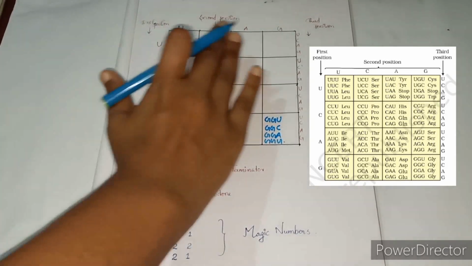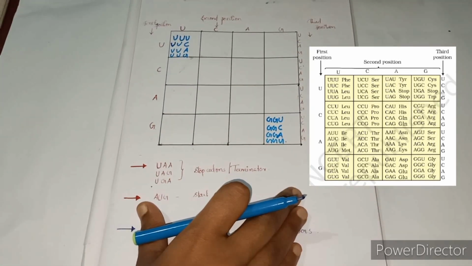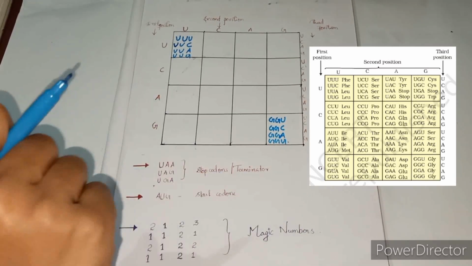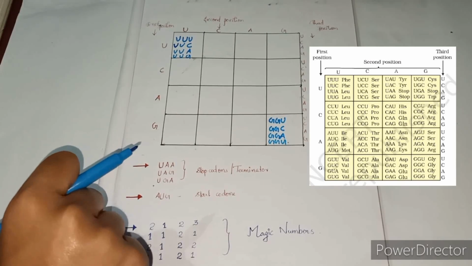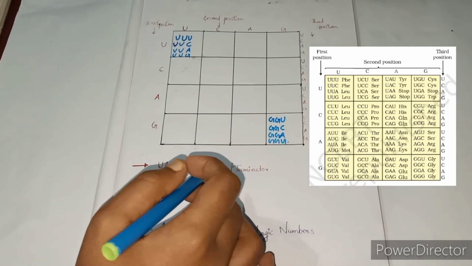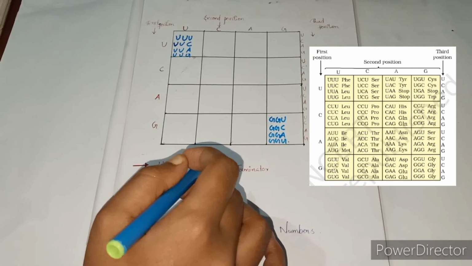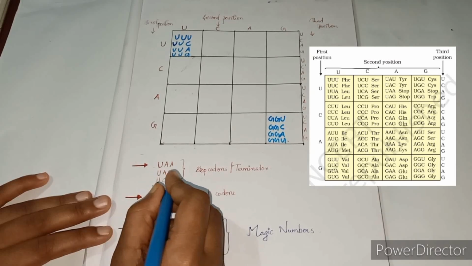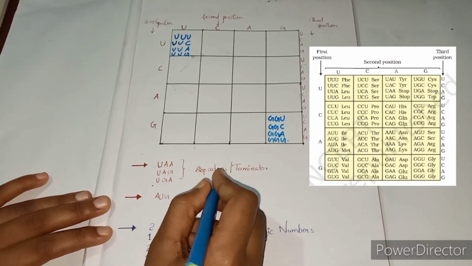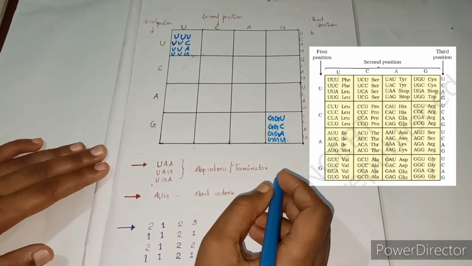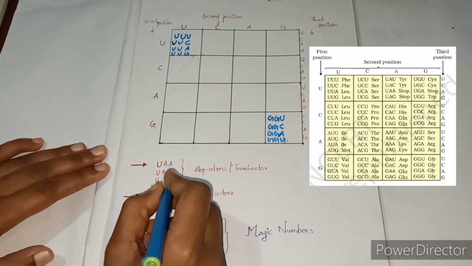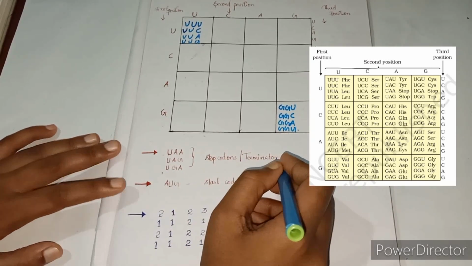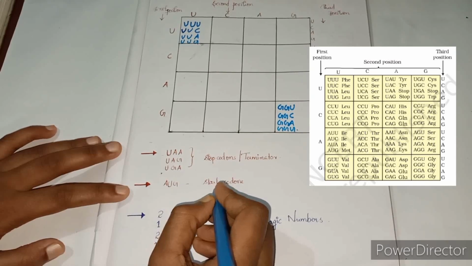Finally, when we complete the entire chart, we get the genetic code dictionary containing 64 codons, which is sufficient to code for 20 amino acids. Out of this 64, 61 code for amino acids and 3 act as stop codons or terminators. Here, UAG, UAA and UGA act as the stop codons or terminators, and AUG acts as the start codon.